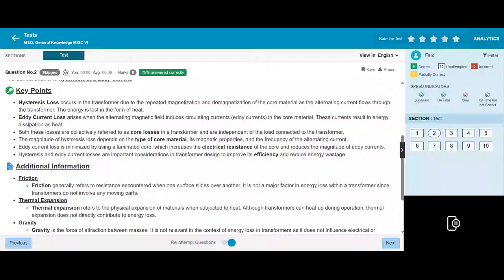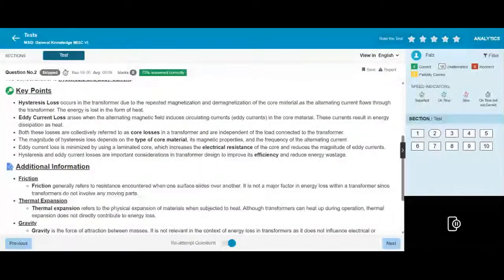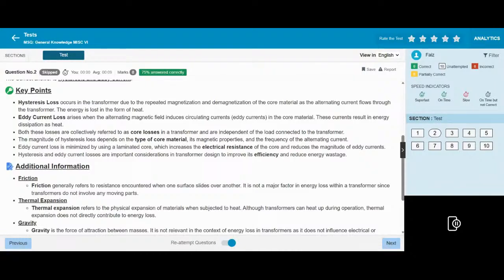Both these losses are collectively referred to as the core loss of the transformer. The magnitude of hysteresis loss depends on the material, its magnetic properties, and the frequency of the alternating current. Eddy current loss is minimized by using a laminated core, which increases the electrical resistance of the core and reduces the eddy currents. Hysteresis and eddy current losses are important considerations in transformer design to improve its efficiency.